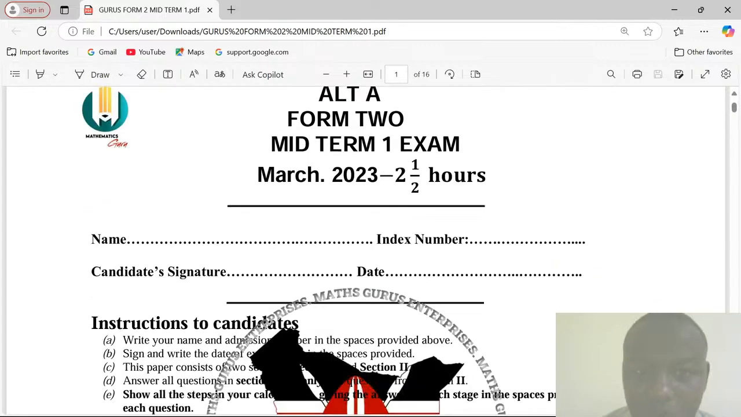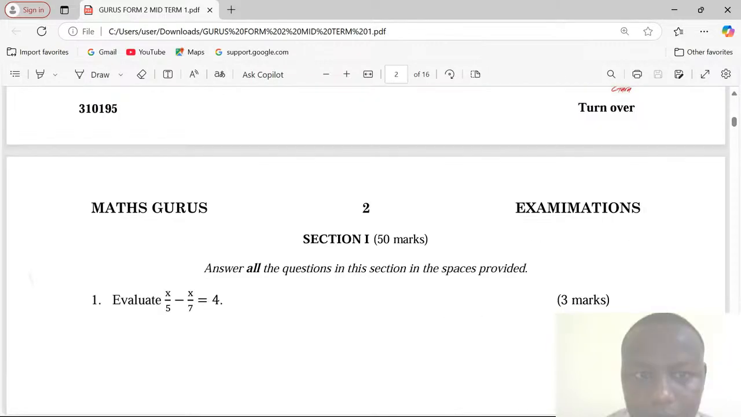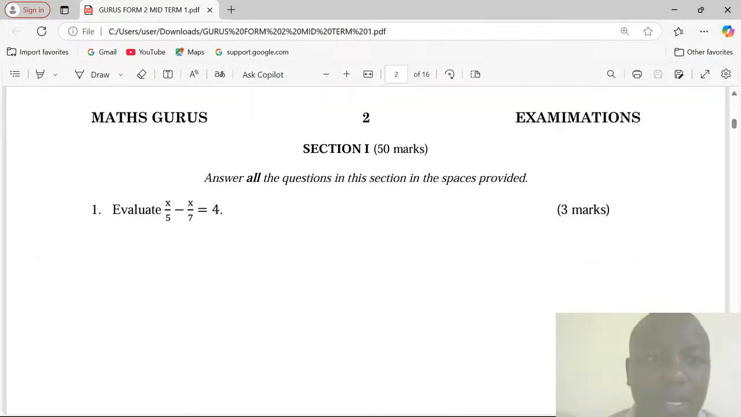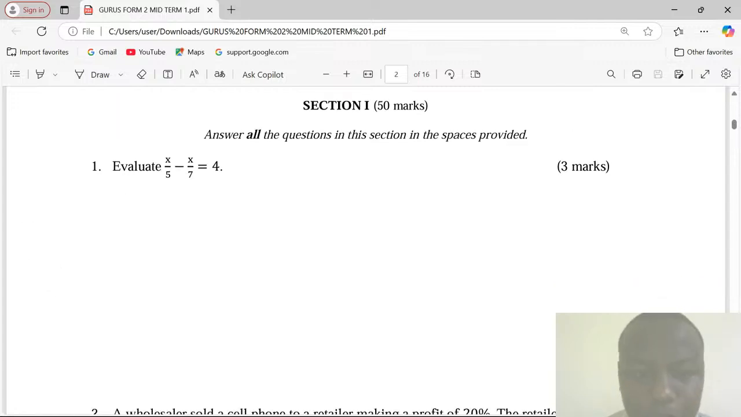It's a very good paper, a well thought paper. So I would like us now to flow together right from number 1. I request people to be attentive.